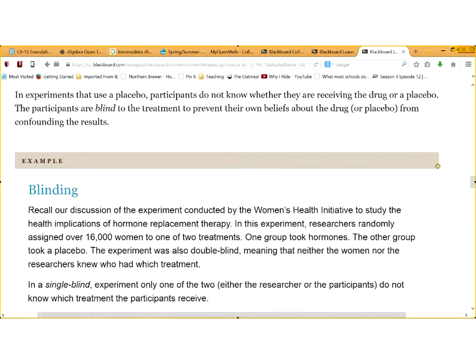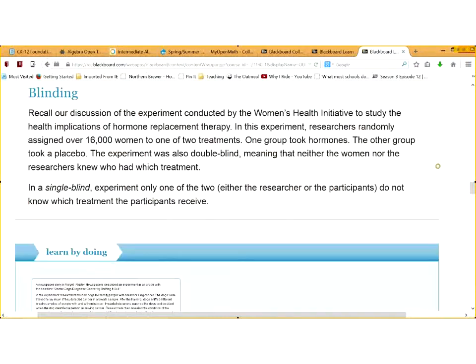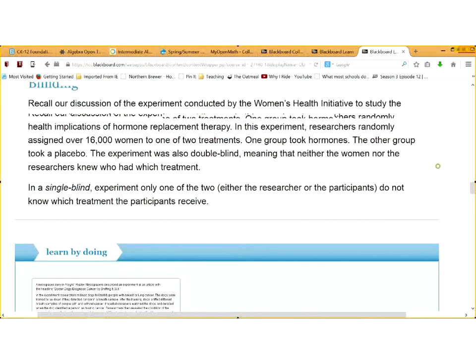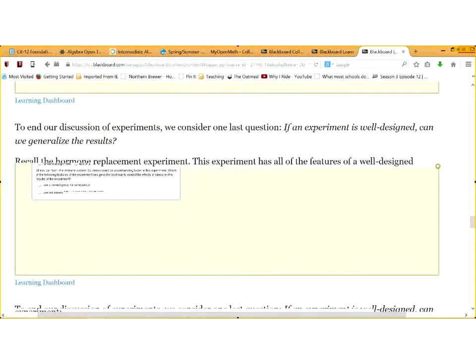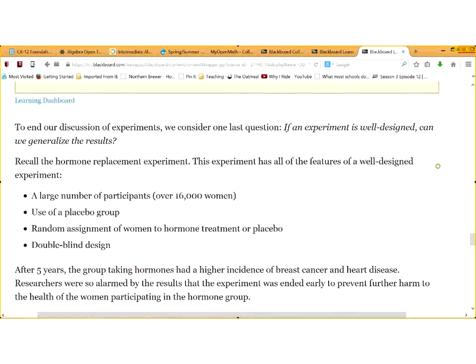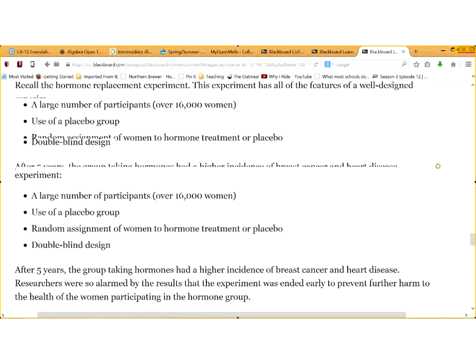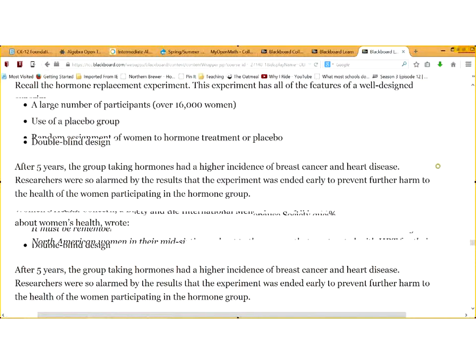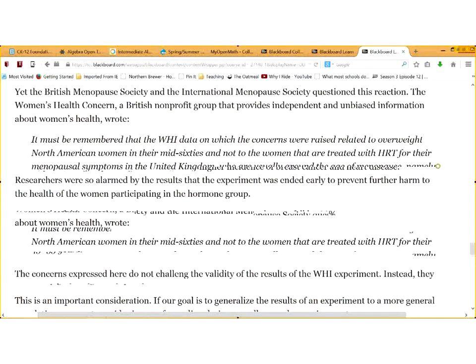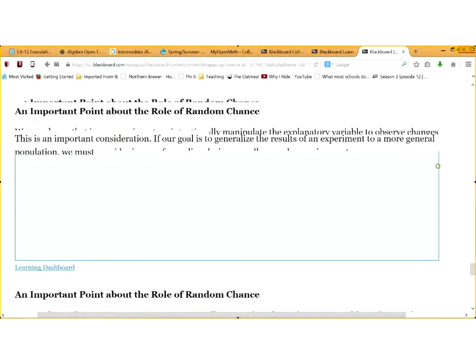They would just have a couple of pills, if it was to test a drug. So that's important, so that there's no effect from knowing what's going on. Let's see here. And then, these are some other things. You have placebo groups, random assignment, double blind. So all of these things go through an example of an experiment.